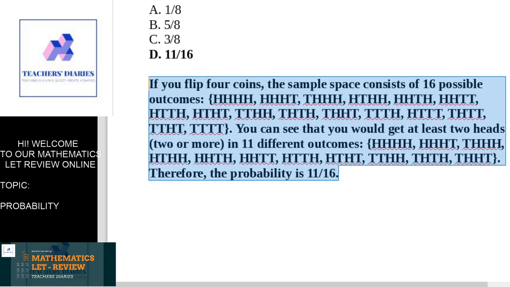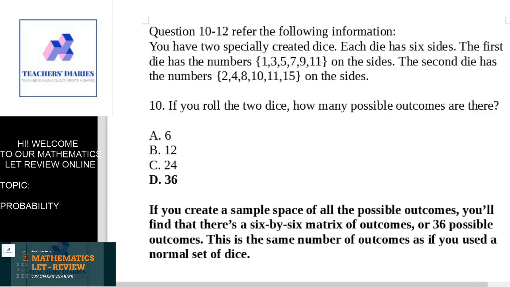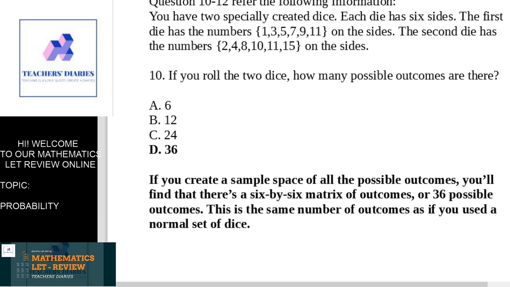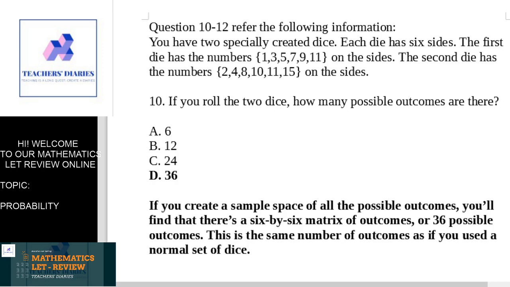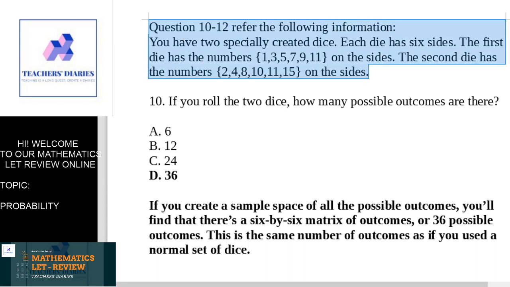Now let's proceed to number 10. This number 10 is a series problem. Questions 10 to 12 refer to the following information. We have 2 specially created dice. Each die has 6 sides. The first die has the numbers 1, 3, 5, 7, 9, 11 on the sides. The second die has the numbers 2, 4, 8, 10, 11, 15 on the sides.